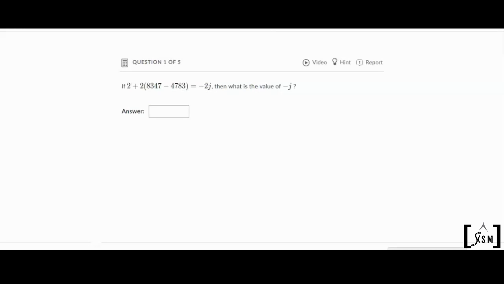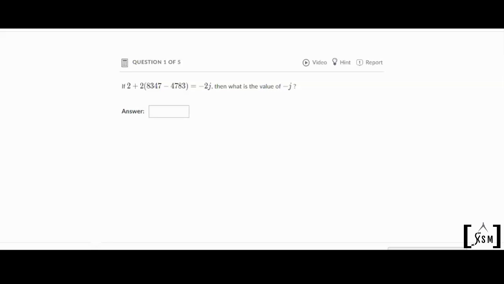Let's have a look at another set of 5 questions on the same topic, solving linear equations and linear inequalities. Okay. Looking at question number 1, it says, if this is equal to this, what is the value of negative j? So we basically have to find the value of negative j.